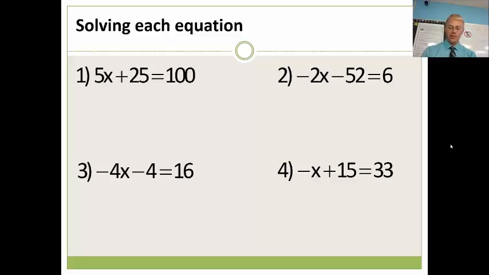Let's check your answers here. So hopefully you got 15, -29, -5, and -18. If you have questions about these, if you're wondering on 4, what is the coefficient that we needed to cancel there, please make sure you write these down and come to class tomorrow so that we can discuss these.